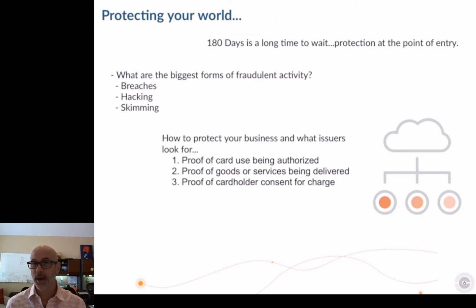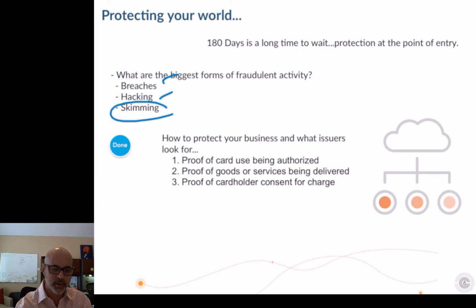And this is a problem. Now you know this. I know this, but who's always known this is the thieves and the bad people. Because that 180 days, that 6-month window, gives them a long period of time to be able to do what I'm going to tell you now. Because the biggest form of fraud right now is not breaches. That's what makes the news. It's not hacking, like the Home Depot, but it's rather a thing called skimming.